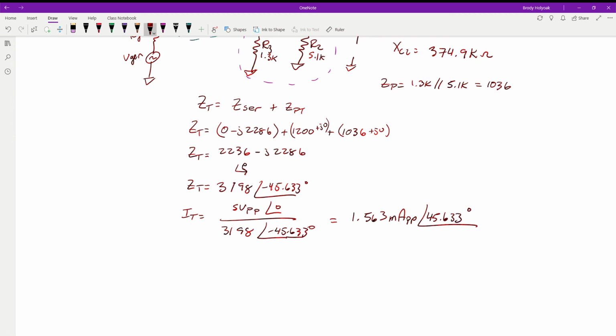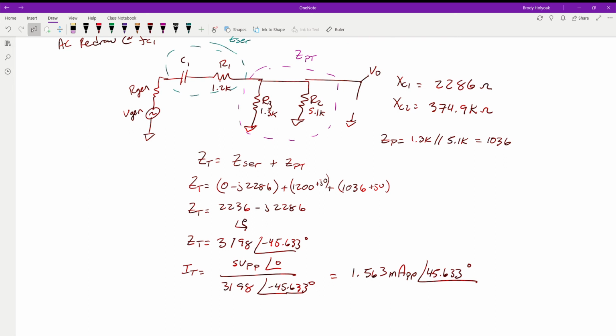So like I said, the reason we want to do this is we combine this whole thing together so we pretty much have this circuit. This is our Z series, this is our Z parallel total, and we want to find the voltage drop across here. So we're just simplifying it down as far as we need to get it into where we can solve for what our AC voltage is going to be.